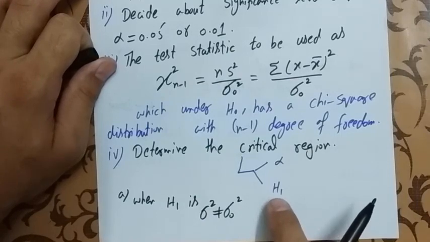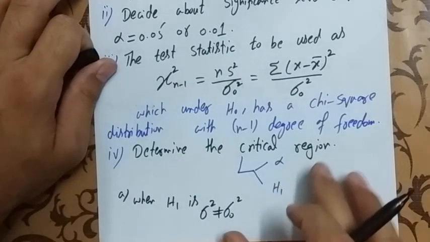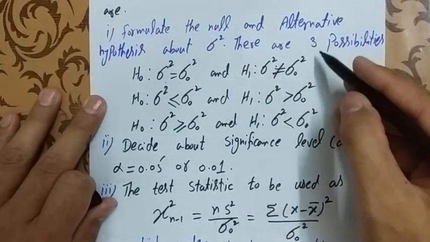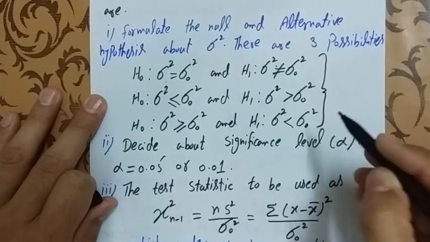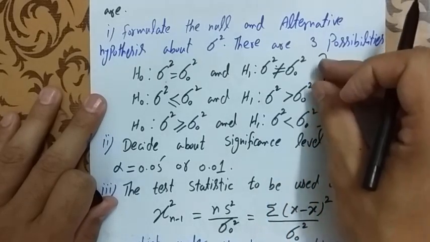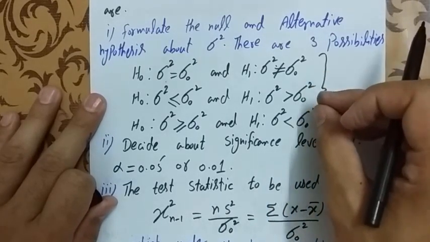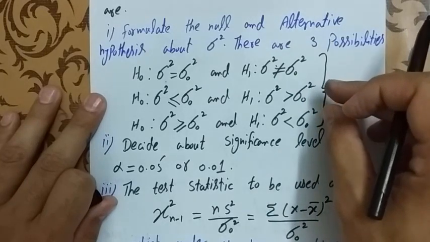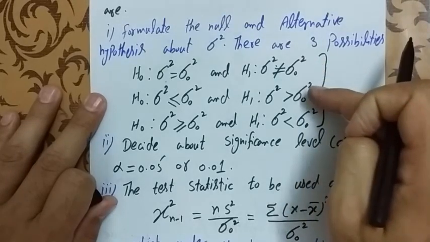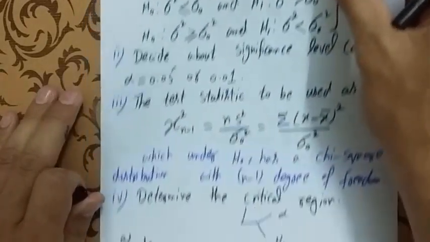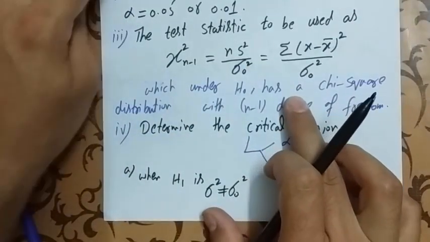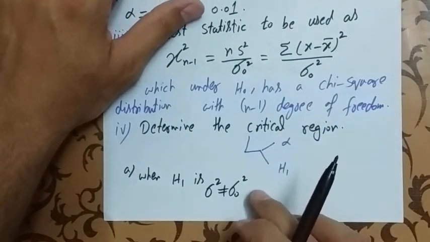Class, I explained in the first step three possible cases. We adopt one of them for a problem, and here in the fourth step we take the first, second and third. First we check when H1 is sigma square not equal to sigma naught square, the critical region.